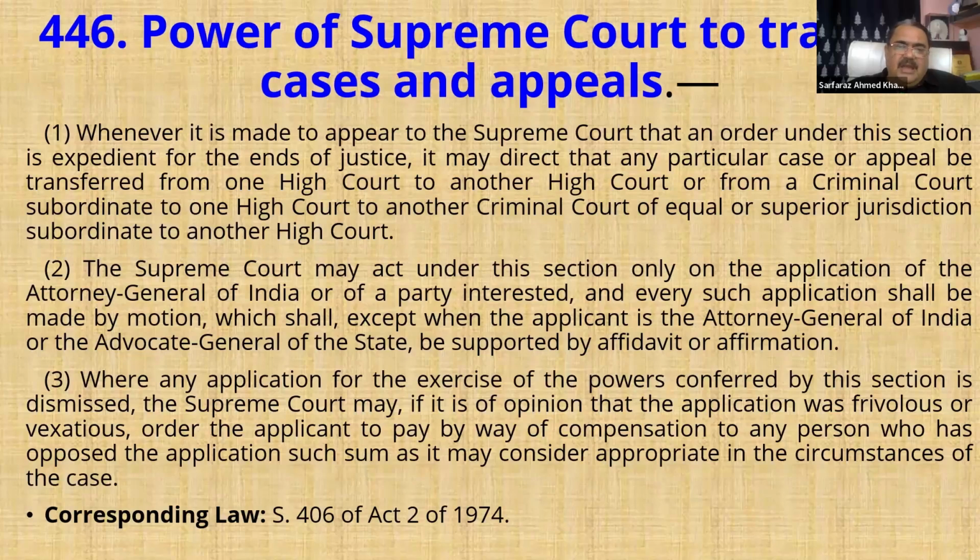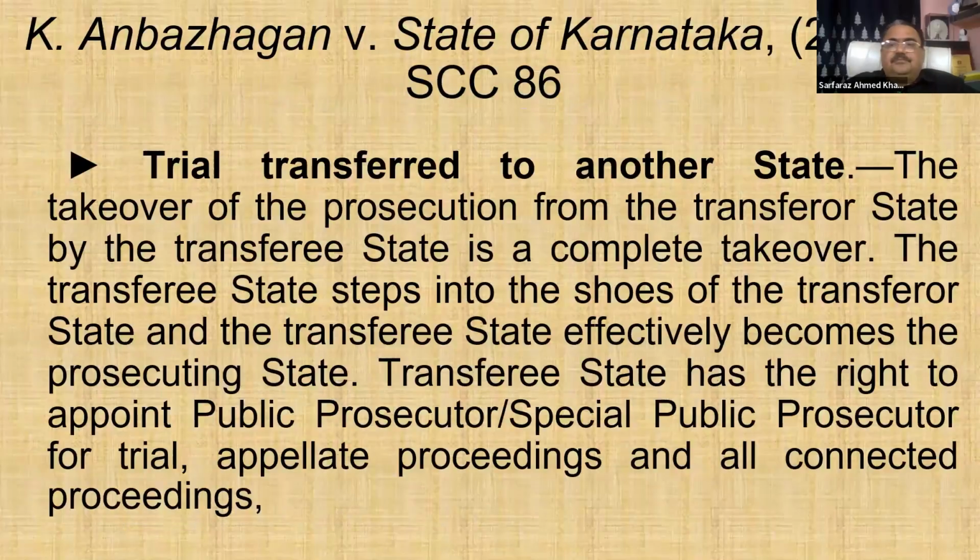Clause 2 says the Supreme Court may act under this section only on the application of the Attorney General of India or of a party interested, and every such application shall be made by motion, which shall, except when the application is made by the Attorney General of India or the Advocate General of the state, be supported by affidavit or affirmation. Clause 3: when an application for exercise of the power conferred by this section is dismissed, the Supreme Court may, if it is of the opinion that the application was frivolous or vexatious, order the applicant to pay by way of compensation to any party who has opposed the application such sum as it may consider appropriate in the circumstances of the case.